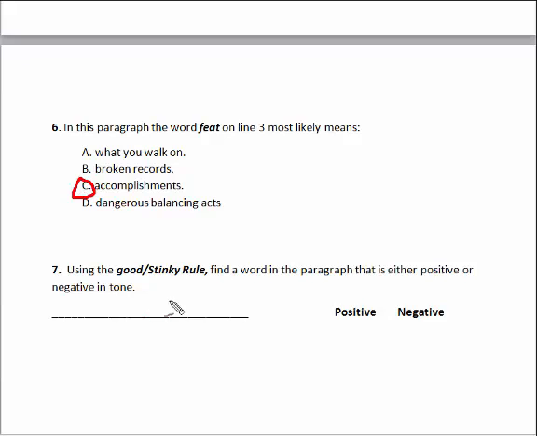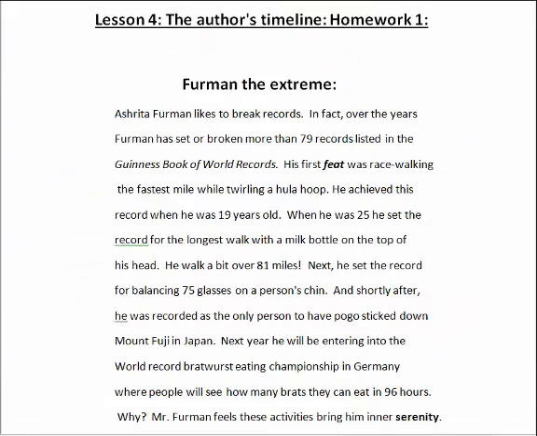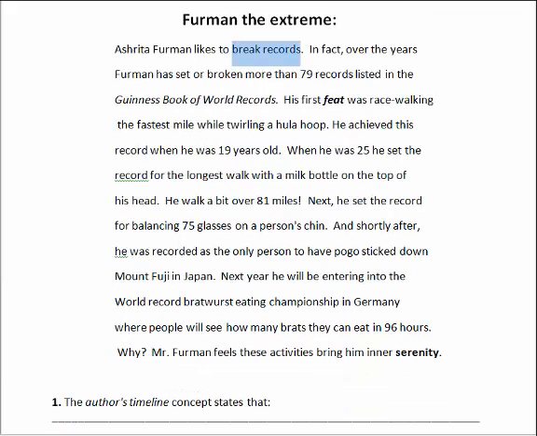On to 7. Using the good stinky rule, find a word in the paragraph that is either positive or negative. Tons of stuff in here, kids. Let's go back up here, and we're going to go through the passage and just basically label everything. First of all, you come up here, Furman likes. When you like something, that's going to be positive. Breaking records, that's going to be positive as well. Over the years, Furman set or broke more records. Set and breaking, that's positive as well. 79 records. His first feat. Feat, I feel like that's positive.